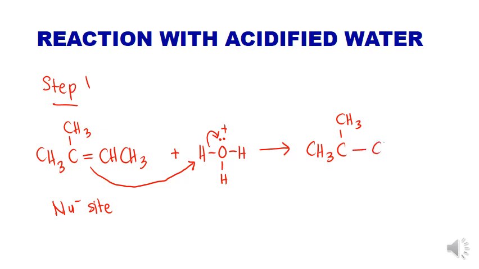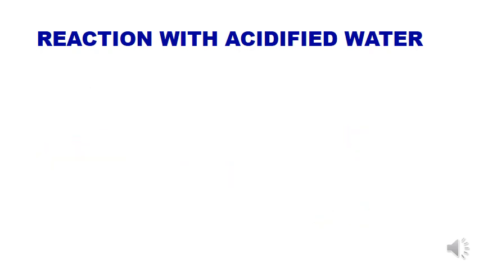that must follow the Markovnikov rule. So the hydrogen will be added to this carbon of the carbon-carbon double bond, and the adjacent carbon of the double bond will become the carbocation. So now from this reaction, we have produced the tertiary carbocation. From step 1, we have produced the tertiary carbocation.